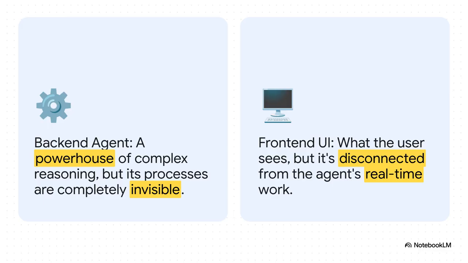You've got these two totally separate worlds. Over on the left, the back-end AI agent. This thing's a powerhouse, right? It's doing complex reasoning, using tools, but it's a total black box. We can't see anything. Then, on the right, you have the front-end UI. That's what we see, that's our window into the app. But the problem is, it's completely cut off from what the agent is actually doing in real time.